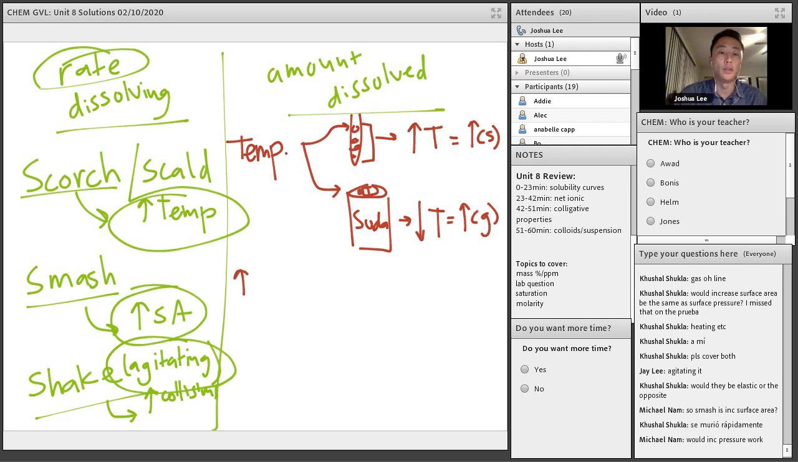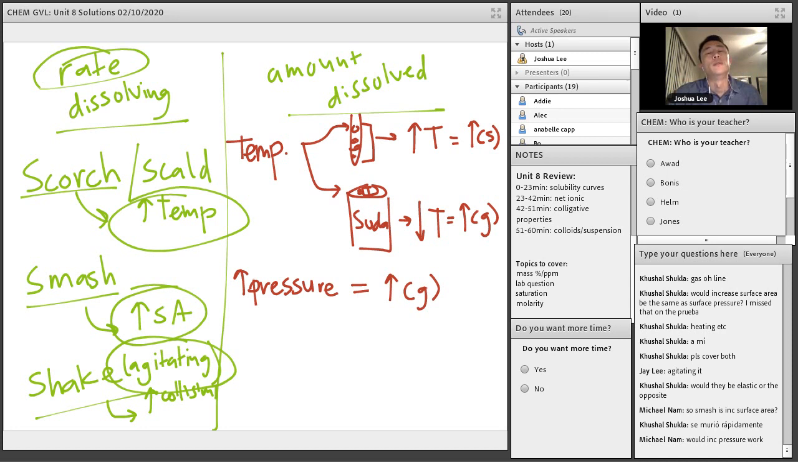You want to increase pressure. Same thing: if you just wrote pressure, that's not specific enough. Do you want me to decrease pressure or increase pressure? Increase pressure means more gas is dissolved. That's why when they package soda, they pressurize it so all the gas stays in the liquid. As soon as you open it, the pressure decreases really quickly, so now the gases can start to escape.